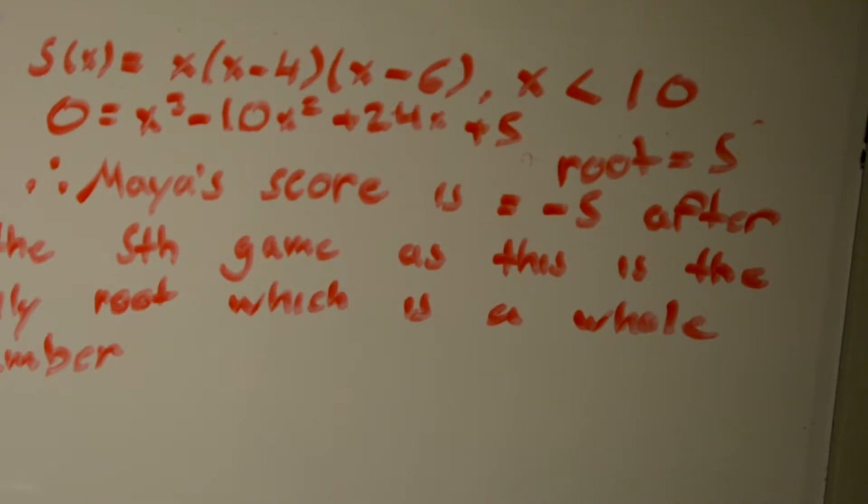Therefore, we know my score is equal to negative 5 after the 5th game, as this is the only root which is a whole number. There are two other roots, but they are decimals, therefore we reject those answers, as it must be precise and it must be after a certain game.